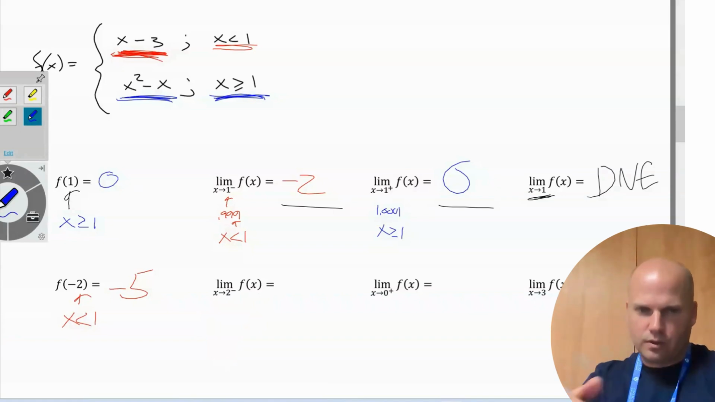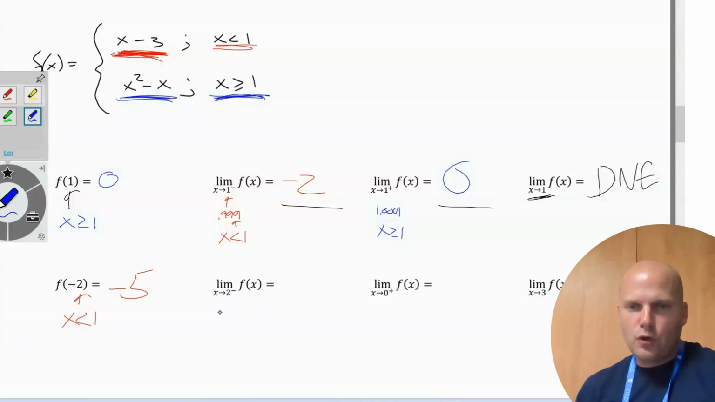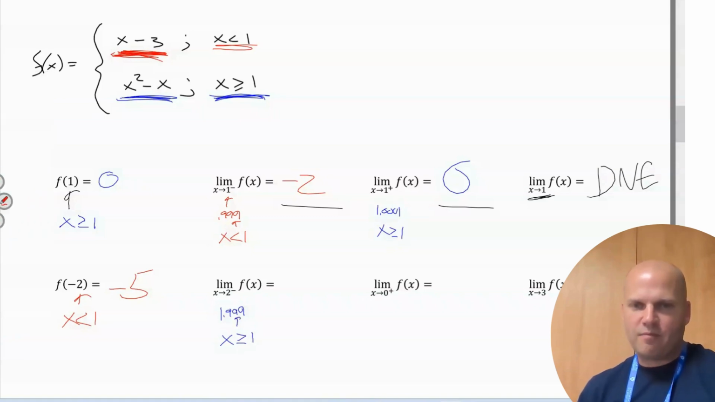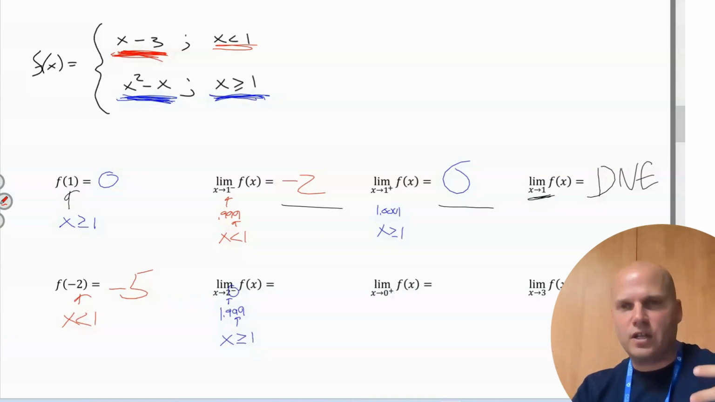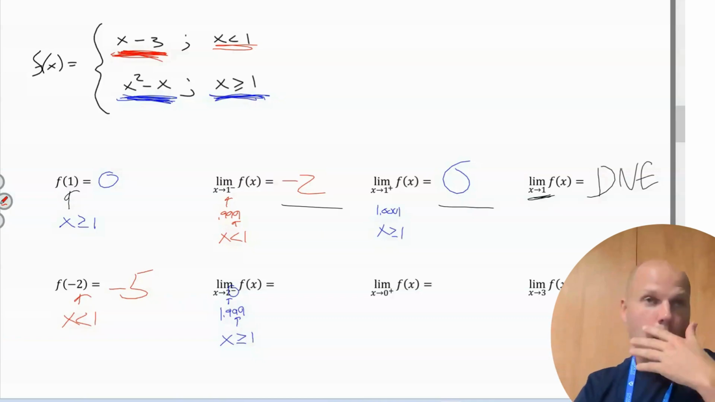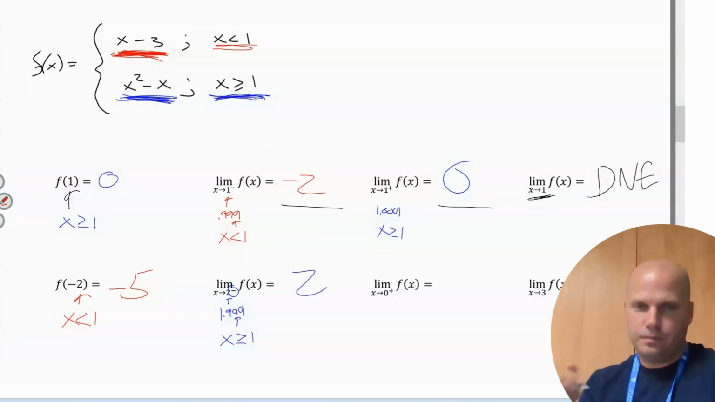What about 2 from the left? I give you these questions for a reason. 2 from the left, which is like 1.999. 1.999 is still bigger than 1. A lot of people just assume that this notation left means, oh, use the one on the top. No. It's like 2 from the left, 1.999 is still a value that's bigger than or equal to 1. You should be using the bottom piece. If you plugged in 1.999, you'd get a value extremely infinitely close to what you'd get if you just plugged in 2. Why don't we plug in 2? Because it's easy. That's 2 squared minus 2, which is 2.